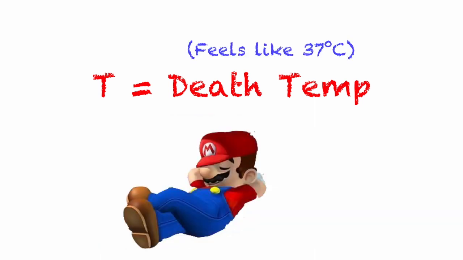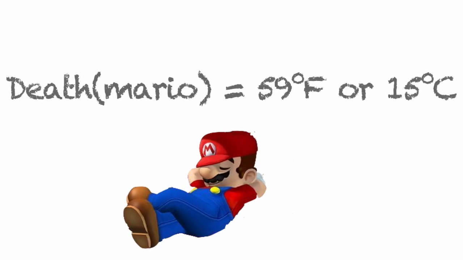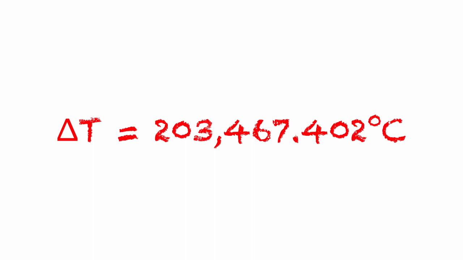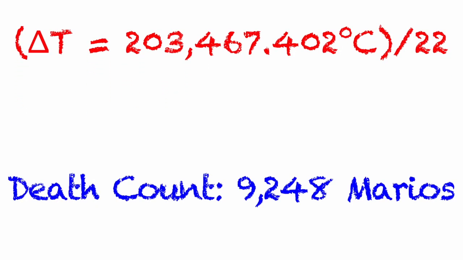Let's say, just for convenience, that every time Mario freezes to death, he respawns with his current temperature as his new normal healthy temperature. Well, the lowest recorded body temperature was 56.7 degrees Fahrenheit, and the dude died. We'll be generous and say that Mario is pretty cold resistant, but not that cold resistant, so we'll say he dies at about 59 degrees Fahrenheit or 15 degrees Celsius. This means that every 22 degrees, Mario freezes to death. So if we divide our last delta T by 22, we find that Mario dies 9,248 times immediately after touching the flower. But we're not done yet.